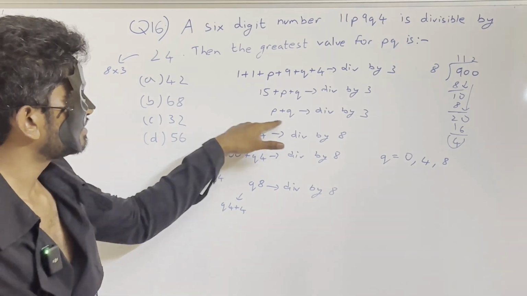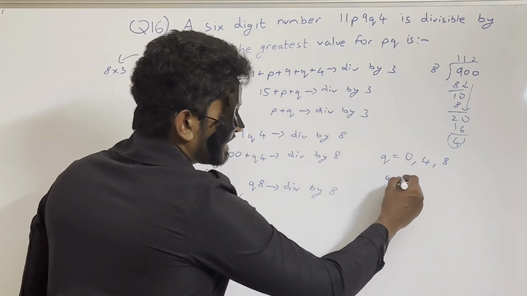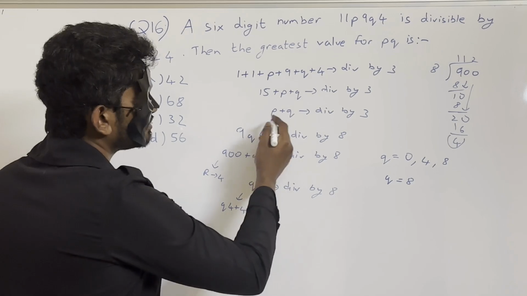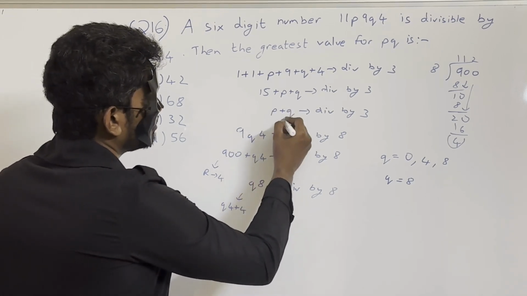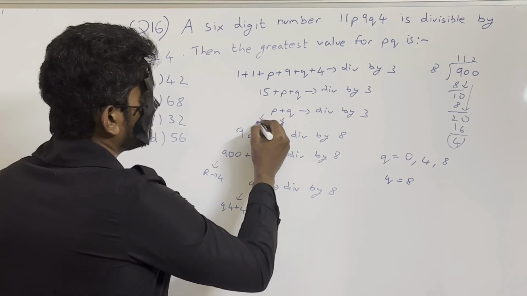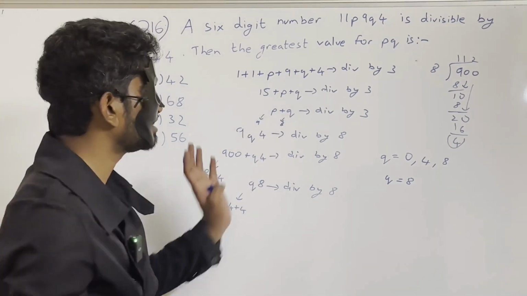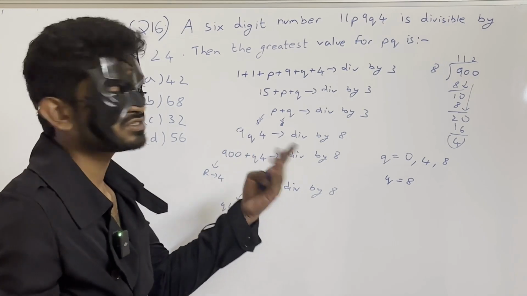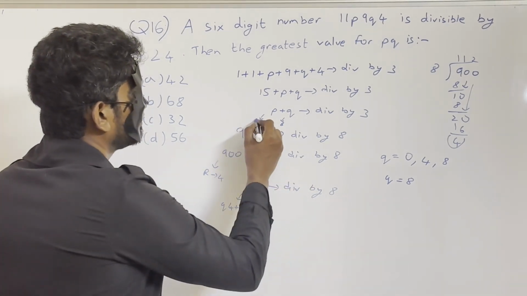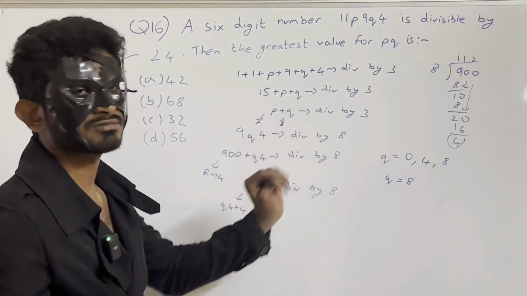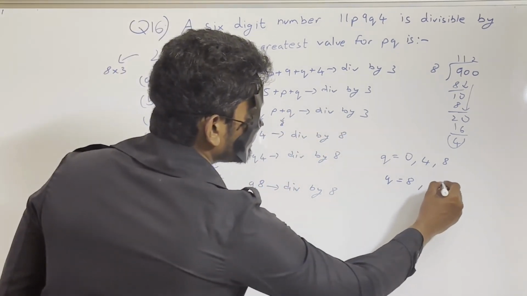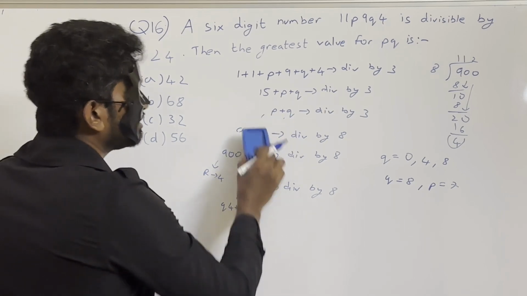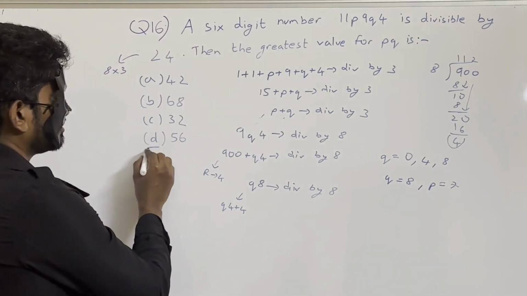So let's first take the maximum value, that is Q is equal to 8. When Q is equal to 8, what are the possible values of P? If we take P is equal to 9, 8 plus 9 is 17, it's not divisible by 3, so that's not possible. Let's take P is equal to 8. 8 plus 8 is 16, it's not divisible by 3, that's not possible. 7. 8 plus 7 is 15, 15 is divisible by 3. So when Q is equal to 8, P is equal to 7. Then what will be the product? Product will be nothing but 56. So we are getting this option 56.